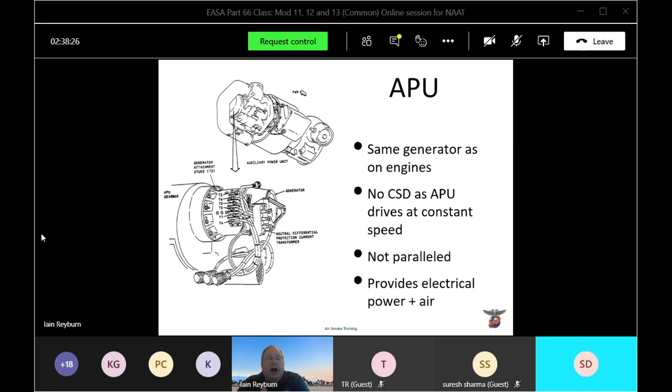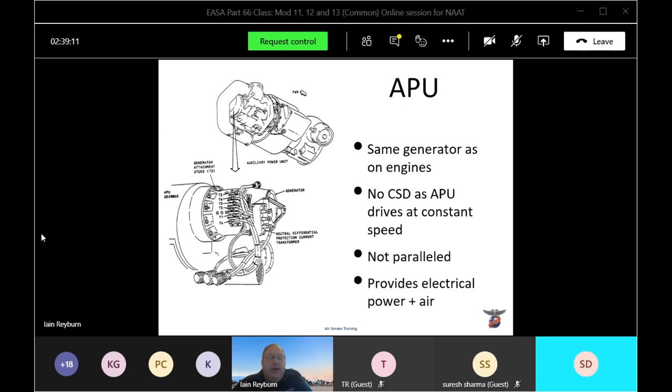So that's the first good thing. My APU generator doesn't need a constant speed drive unit. The downside is I cannot connect that APU. If I've got a parallel system, so three or more engines going to a synchronizing busbar, I can't synchronize it with other generators. So I cannot connect it to the synchronizing busbar. I can only connect it to its own individual busbar. Therefore, I cannot parallel my generator from my APU to my synchronizing busbar.